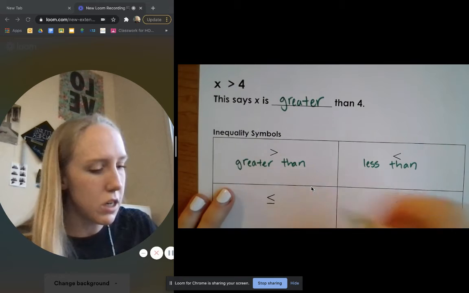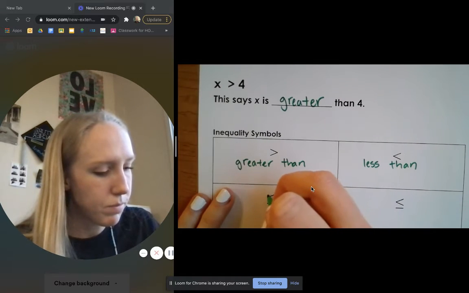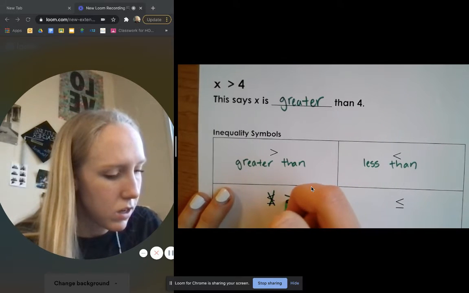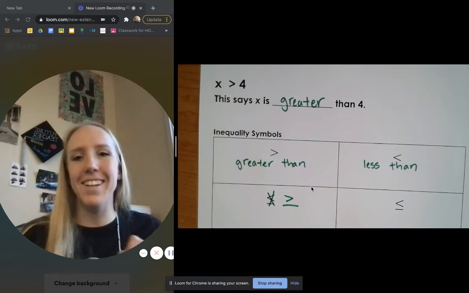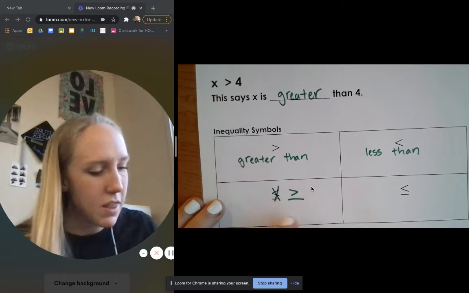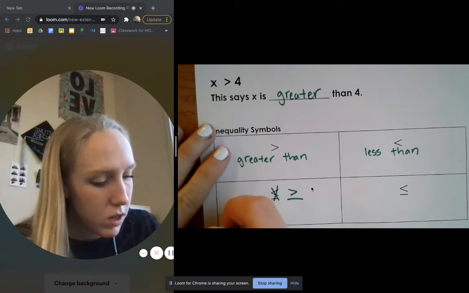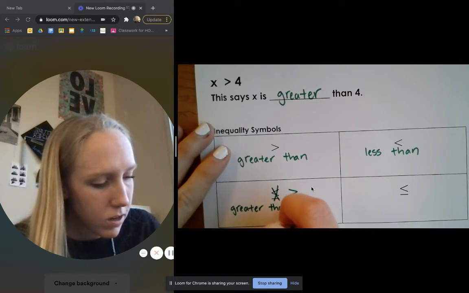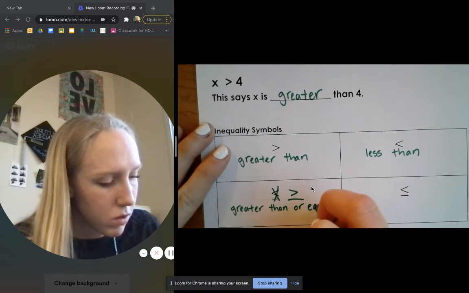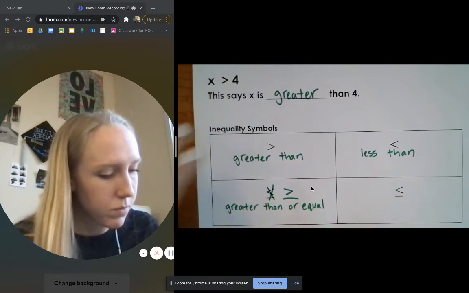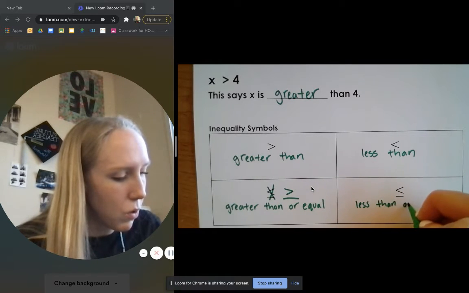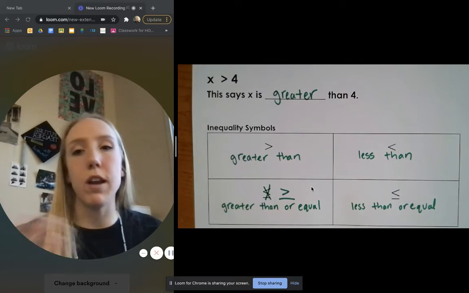Oh, that needs to switch. Oops. That should be like this. That should be like that. So greater than or equal to, that little line means that it can be equal. So this is greater than or equal to, and this is less than or equal to. So it can be equal, but also can be greater than or less than.